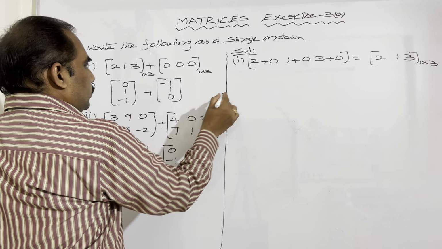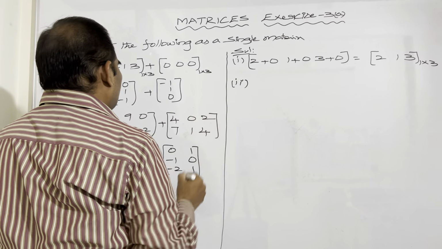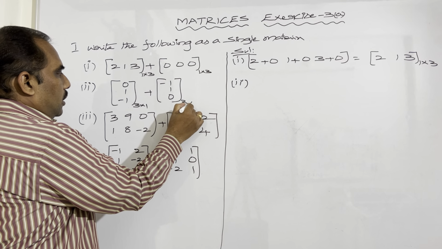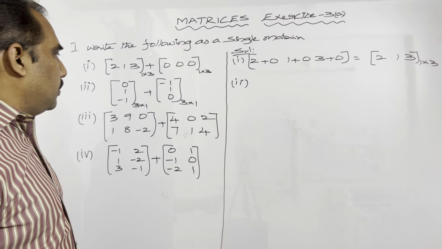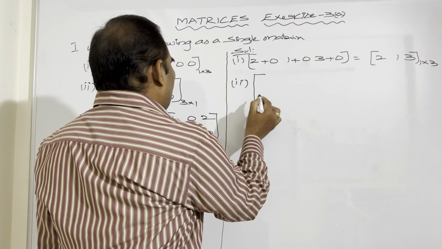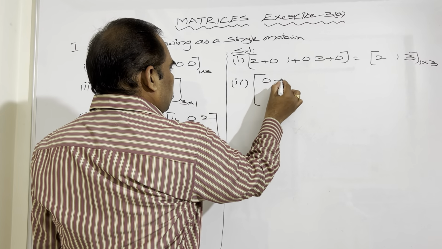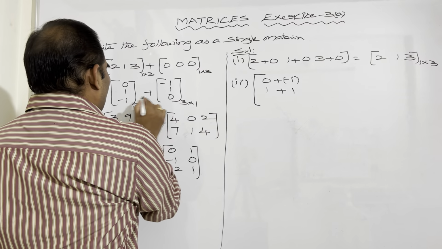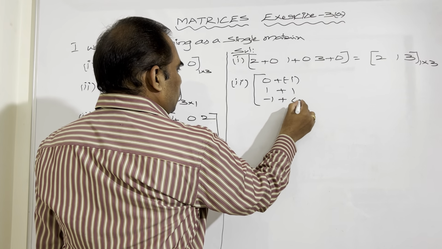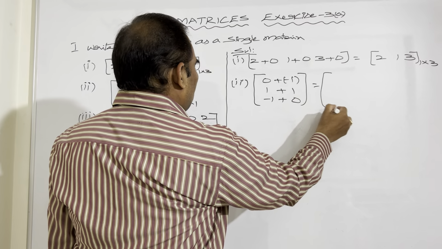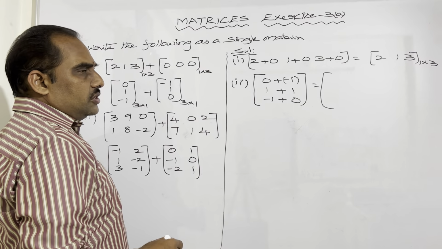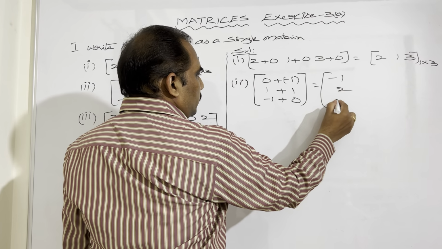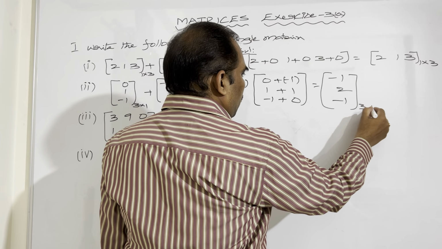Second one solution. Here we have 3 rows, so this is a 3 by 1 matrix, and here also a 3 by 1 matrix. Both the matrices have the same order. So adding corresponding elements: 0 plus minus 1, 1 plus 1, minus 1 plus 0. We get 0 minus 1, that is minus 1, 1 plus 1 is 2, and minus 1. So the order of this matrix is also 3 by 1.